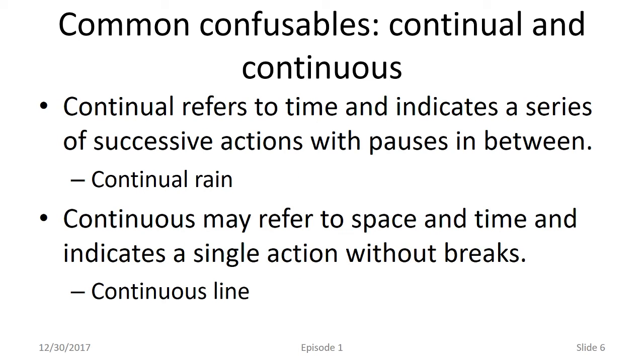Okay, and then come the common confusables: continual and continuous. If I say continual, it refers to time and it indicates a series of successive actions with pauses in between. So I can say continual rain. It stopped and it rained. It stopped again. It rained again. Such a group of events is continual in action.